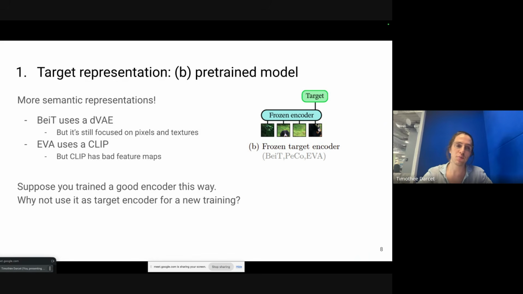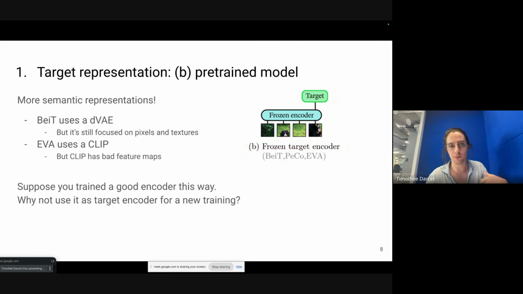Recently, after vision transformers, people tried using a VAE to convert these patches into discrete tokens, encode them, and then predict them. It works, but the representations are not great. Why? Not clear, to be honest.